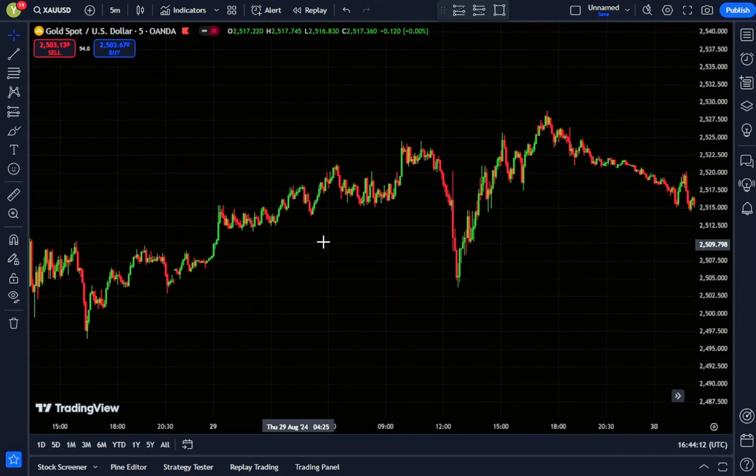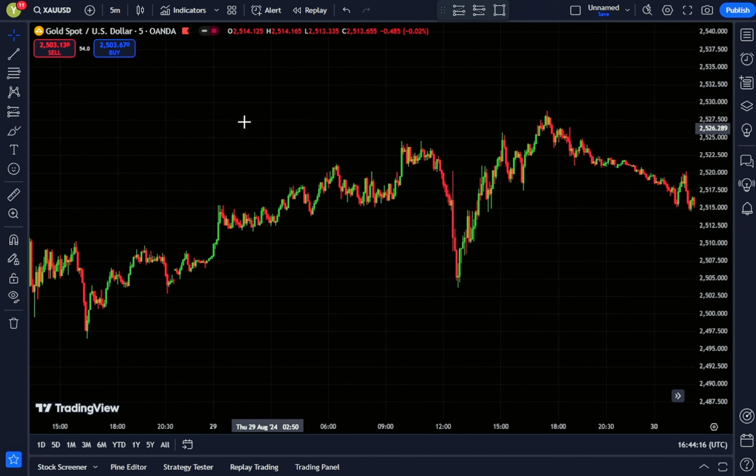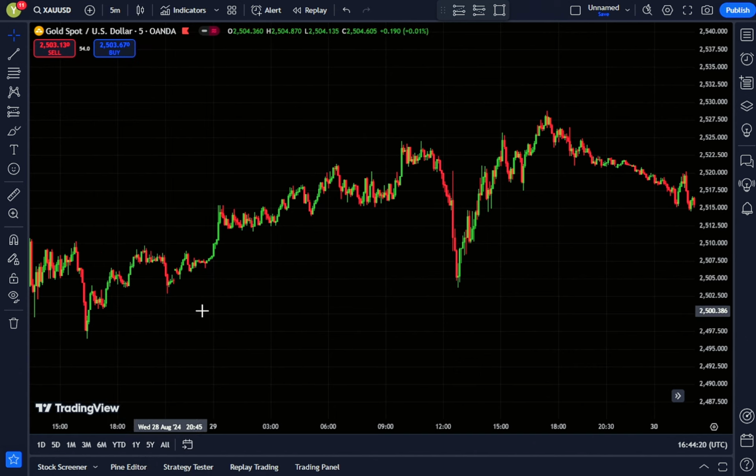First, head over to TradingView. We'll demonstrate this scalping strategy using the gold pair, XAUUSD. Set your chart to XAUUSD and the time frame to 5 minutes. Next, let's add the indicators.